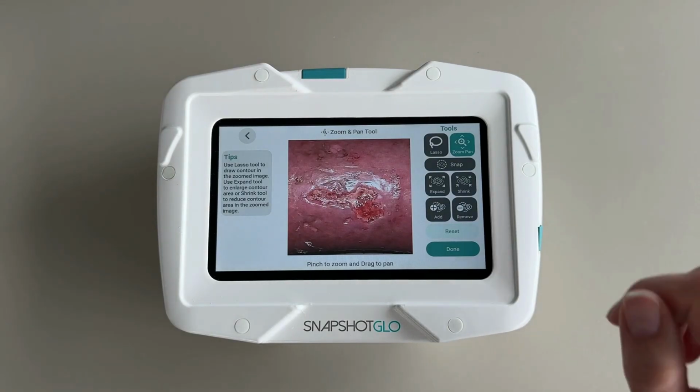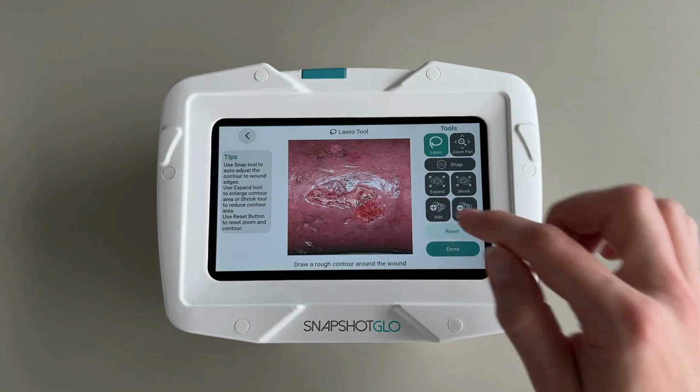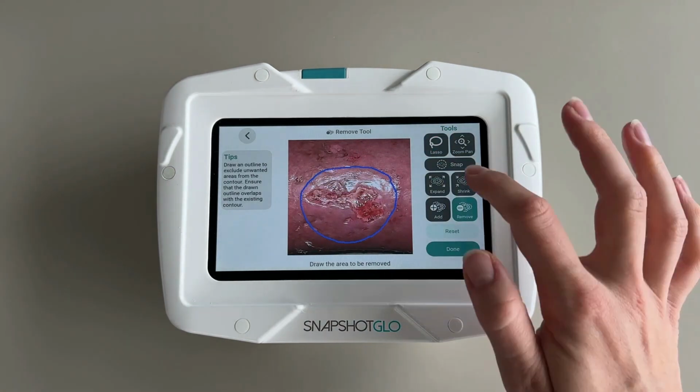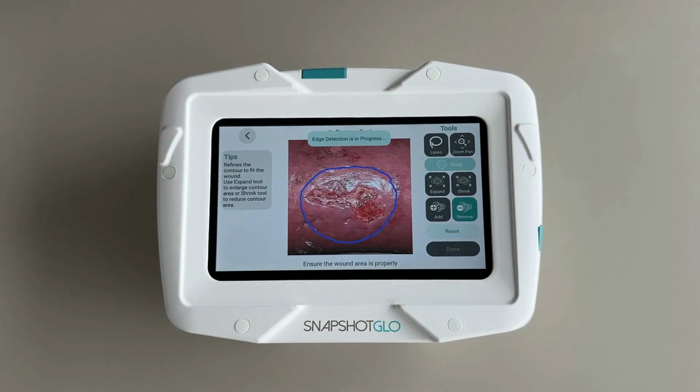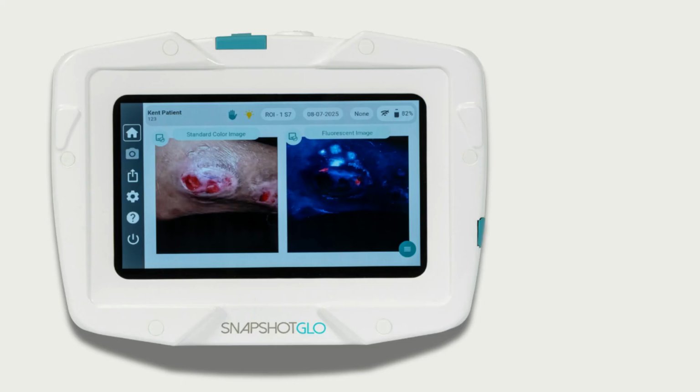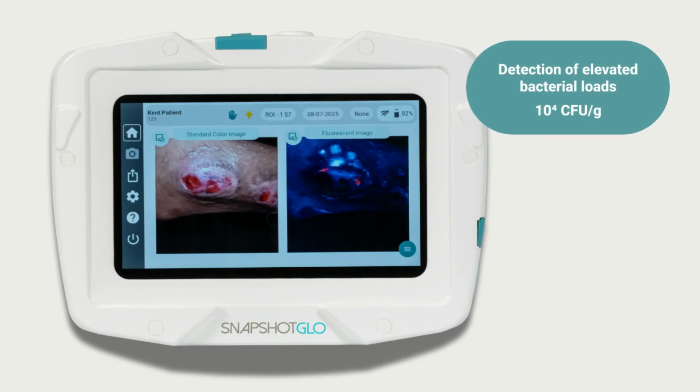On the standard image, which is more like a photograph, clinicians can use the lasso tool on the touchscreen to draw a rough outline, then use the snap feature to get precise wound sizing. This is key for clinical review and documentation, which can be used for supporting medical necessity and tracking progress. On the fluorescent image, the glow may indicate harmful bacteria.